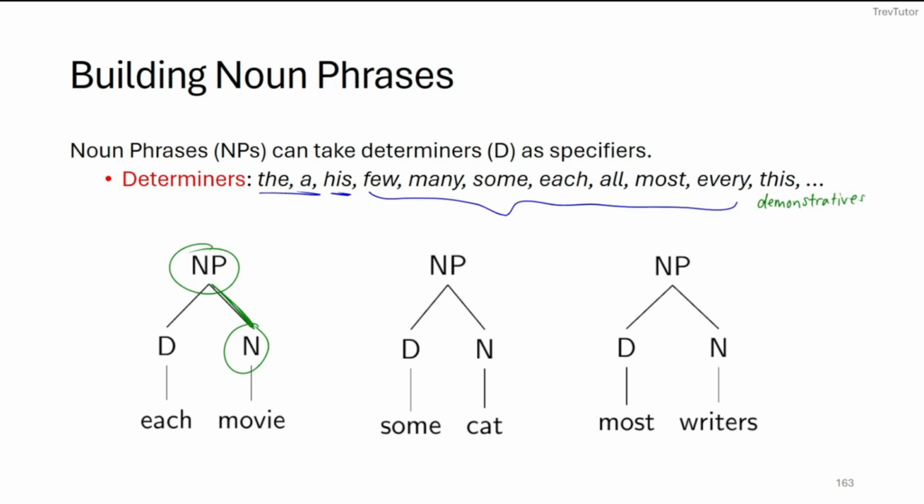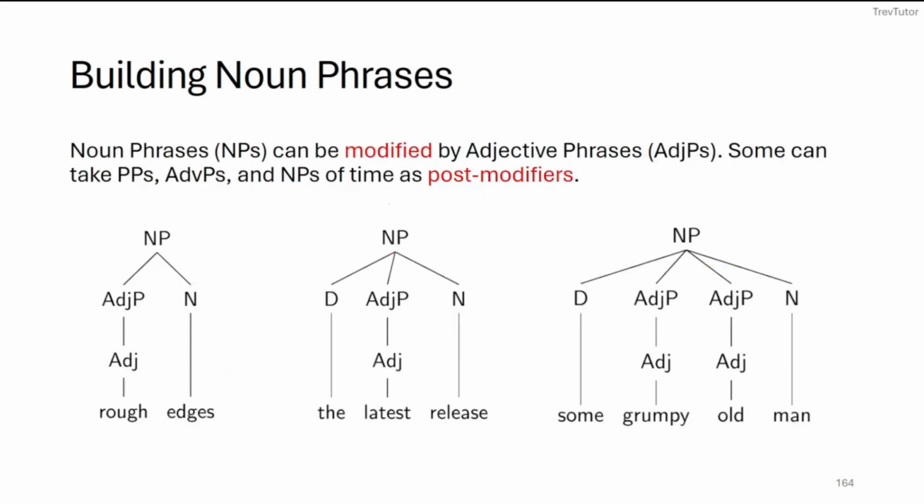So in the case of some cat and most writers, cat is the head of the noun phrase, and it takes a determiner as a specifier. And in most writers, writers is the head of the noun phrase, and it takes the determiner most as a specifier. Now, we can also modify noun phrases with adjective phrases, or even prepositional phrases and adverb phrases in the future, but we'll just take a look at adjective phrase modification.